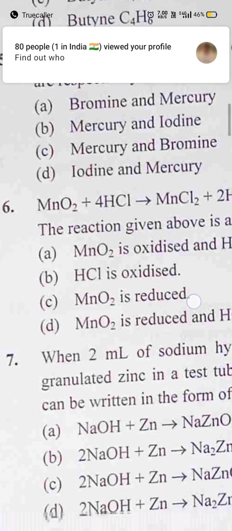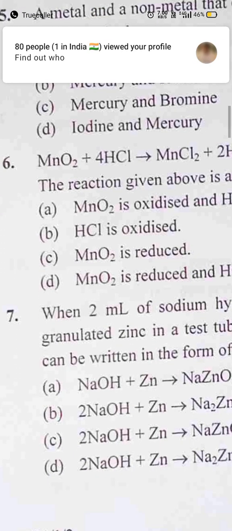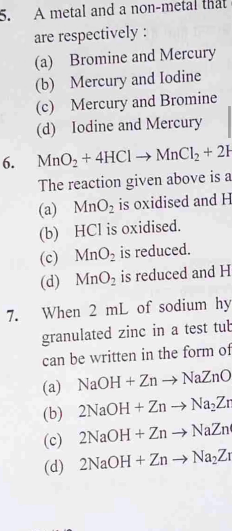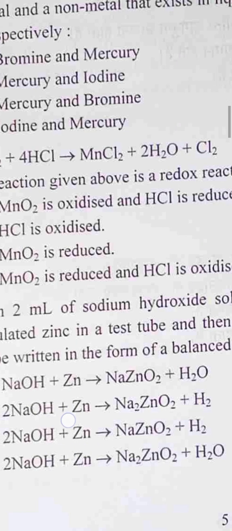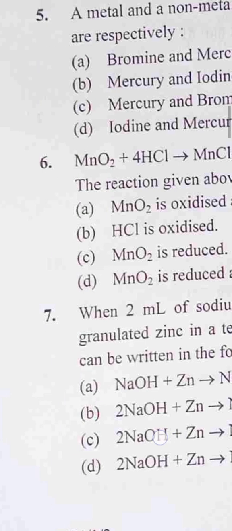Now move on to question number 7. When 2 ml of sodium hydroxide solution is added to a few pieces of granulated zinc in a test tube. Now we can see when we add zinc in sodium hydroxide, sodium zincate is formed. Sodium zincate has the formula Na2ZnO2. So we can see that option B and D both have sodium zincate. But in this reaction, hydrogen gas is evolved. So option B is the correct option.